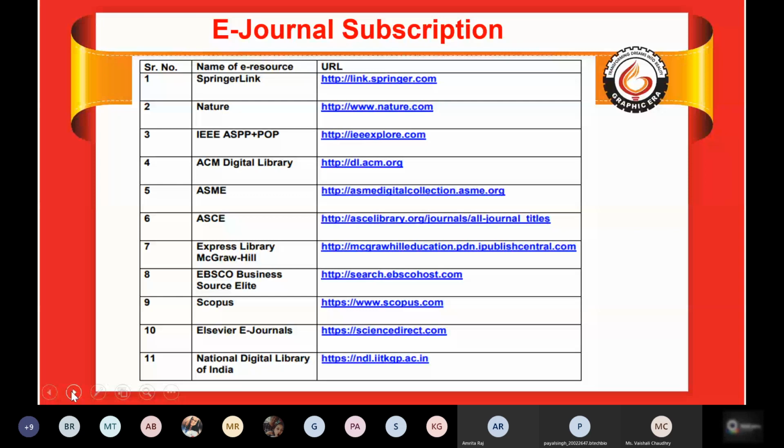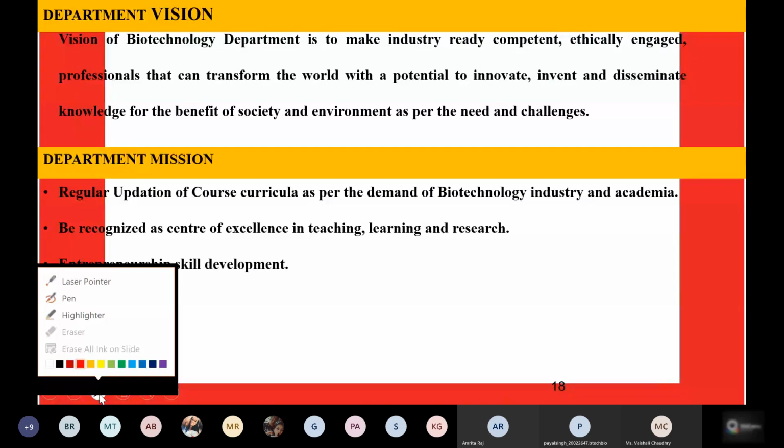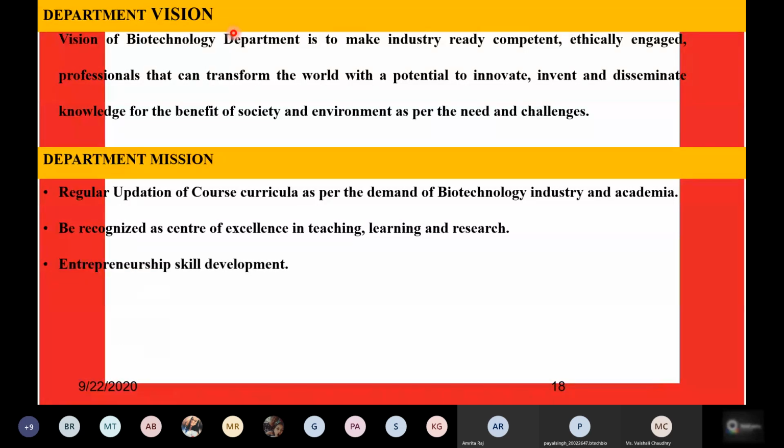Okay, coming to the Department of Biotechnology. So we are now talking about the research, development and innovations in the Department of Biotechnology. This is a very important slide. Why? Because you should know the department vision. As a student of biotechnology, you should know what the vision of the department is, and each and everyone should know it.